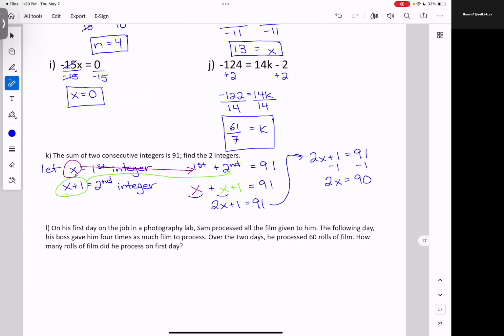And then step 4, we want to isolate our variable using the multiplication property. So here I'm going to divide both sides by 2, and that gives me an answer of 45. So my first integer then was x, which is 45. My second integer then would be x plus 1, so 46. So the two integers are 45 and 46.